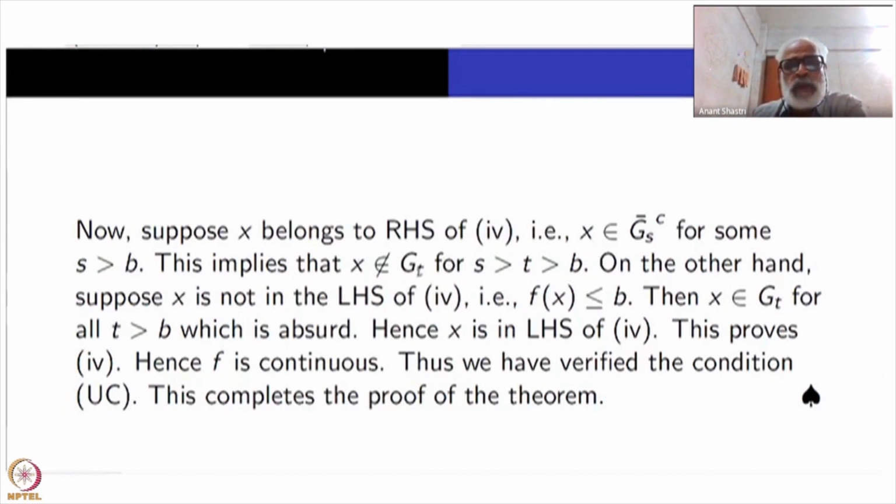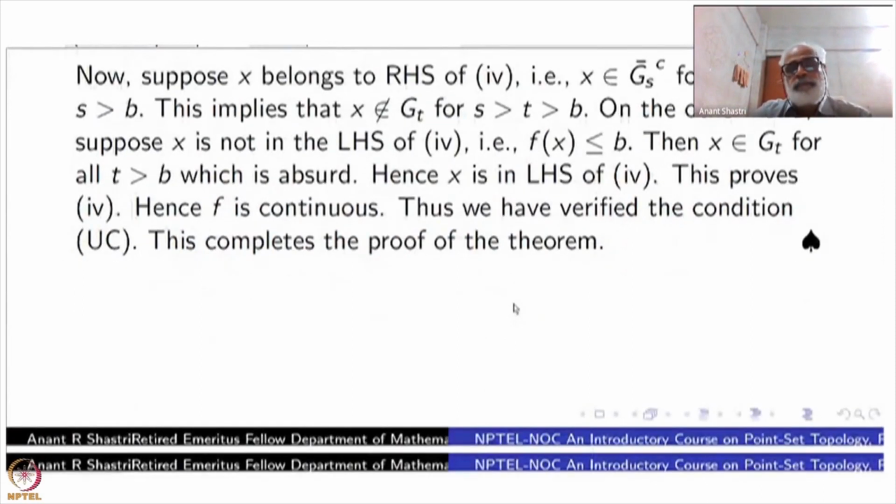just here we have shown that x is not in GT as soon as t is bigger between s and b. But here it says that for all t bigger than that, it should happen. So that is absurd. So RHS will be contained inside LHS. You start with a point in RHS, it is contained in LHS. This is what it is. So this proves it, and hence continuity of F is established. Therefore, the completion of the proof is done.